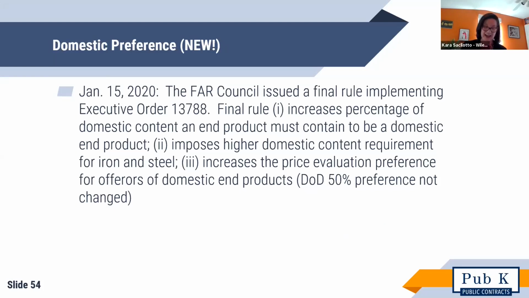Slide 54, I added, because a new FAR rule came out that would have been very far reaching, but we added it before the Biden administration issued its first week of executive orders that David's going to talk about in just a few minutes. This final rule increased the percentage of domestic content that an end product must contain to be considered a domestic end product, imposed higher domestic content requirements for iron and steel, and increased the price evaluation preference for domestic end products.